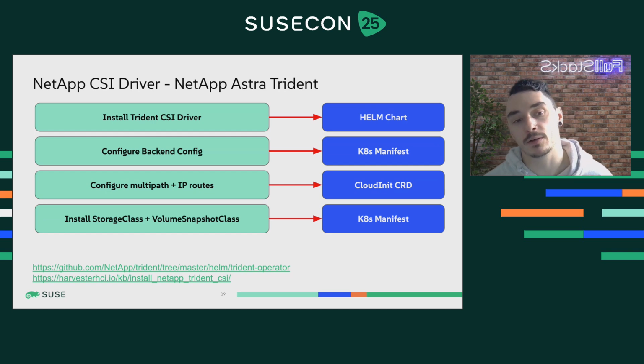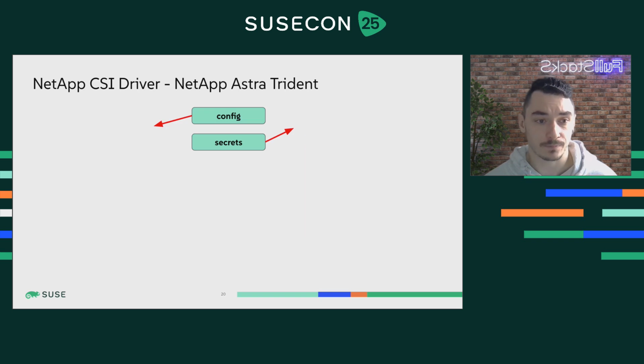Now, the cool thing here is what you can see on the right-hand side. All of these necessary configuration steps are done as code and can be automated quite straightforwardly, for example, by using Terraform, Argo CD, something like that. This is also one of our big learnings.